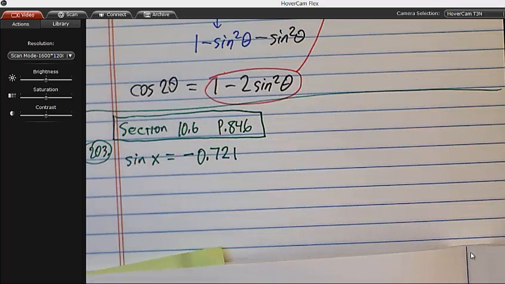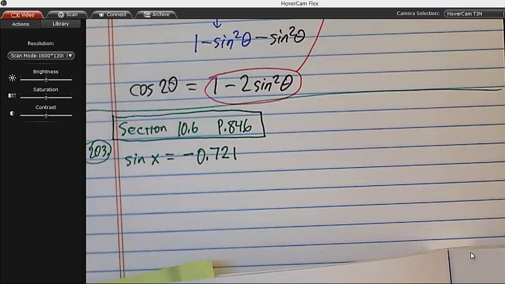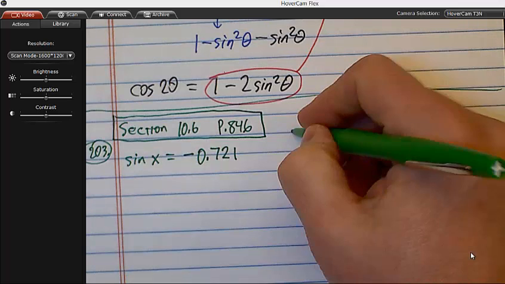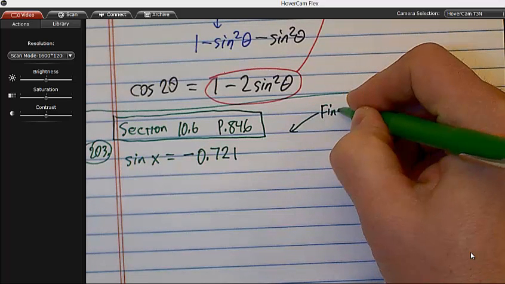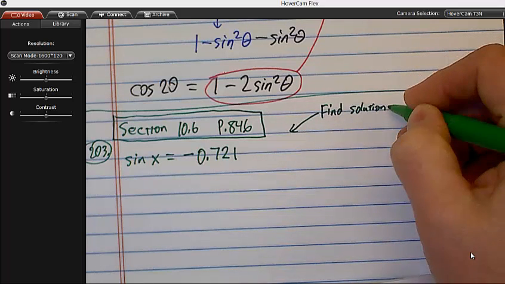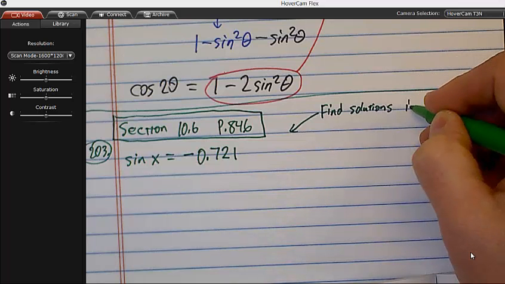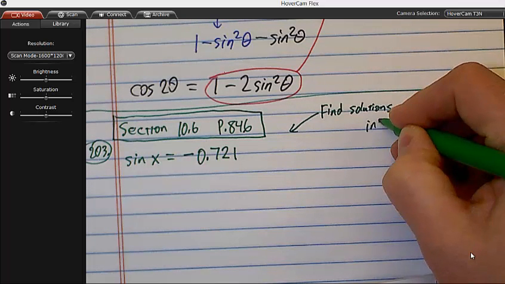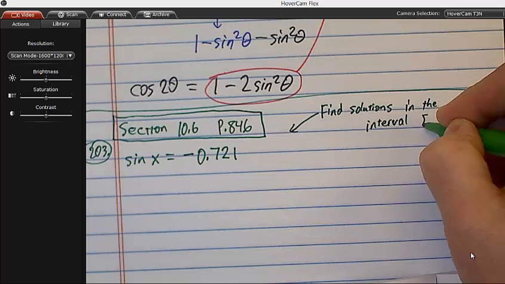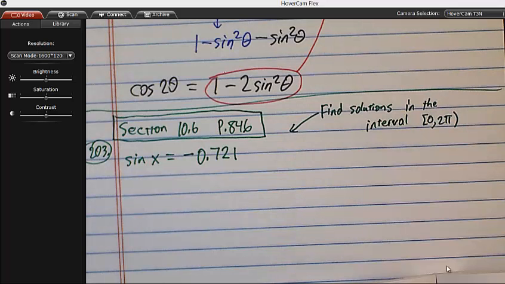And the directions tell me solve the equation and then approximate the solutions which lie in the intervals 0 to 2 pi. Okay? Find solutions. I feel like I did this one in class. No? Find these solutions in the interval 0 to pi.